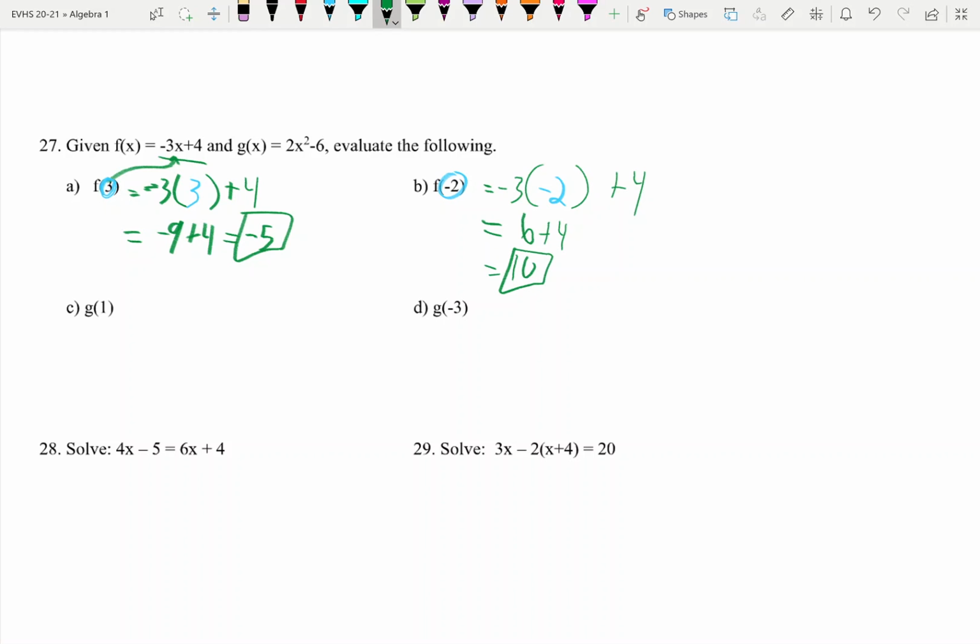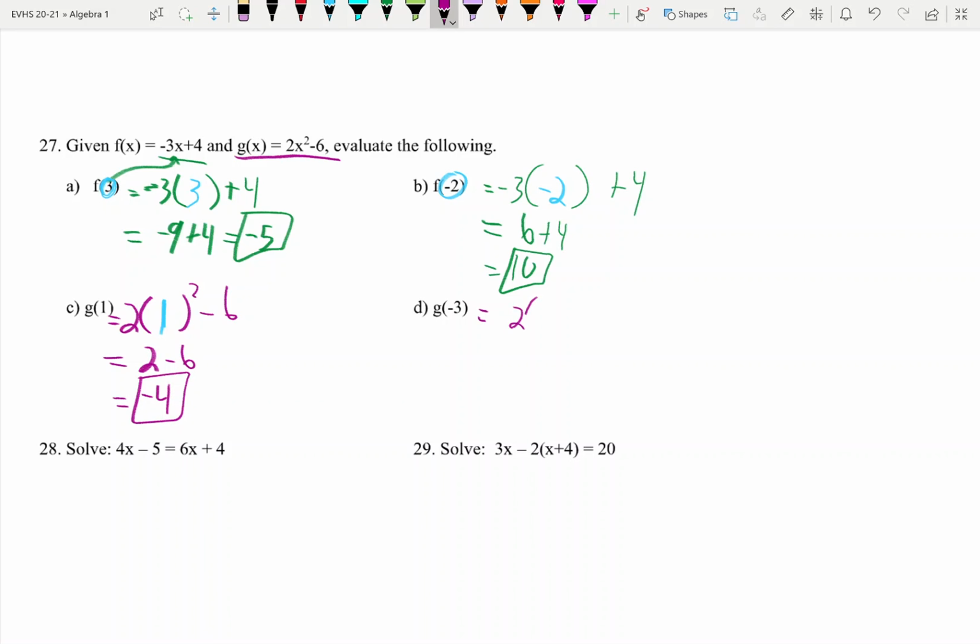Now we're going over to g. g is this equation here. So we've got 2 parentheses squared minus 6. And inside of that parentheses, I am going to place a 1. Well, now we're going to do our order of operations here. You do exponents first. 1 squared is 1. 2 times 1 is just 2 minus 6. 2 minus 6 is -4.